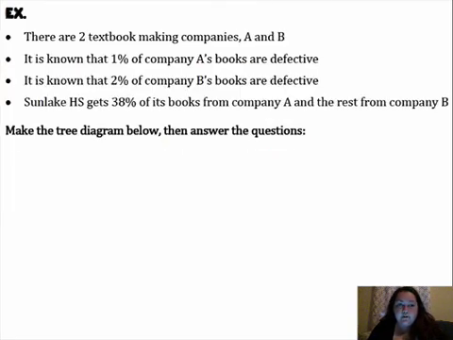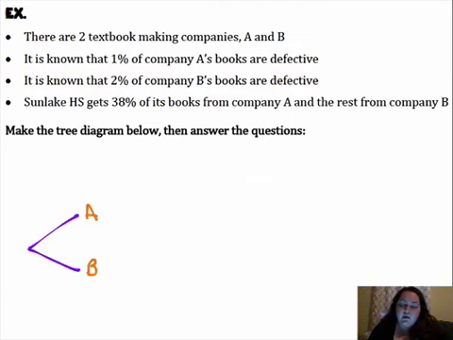Alright, another example. There are 2 textbook making companies, A and B. It is known that 1% of Company A's books are defective. It is known that 2% of Company B's books are defective. Sun Lake High School gets 38% of its books from Company A, and the rest from Company B. Make a tree diagram below, then answer the questions.